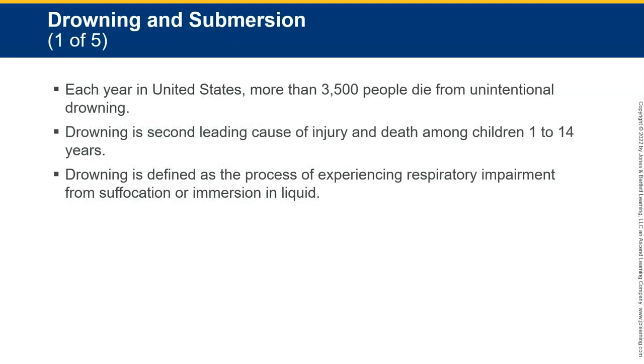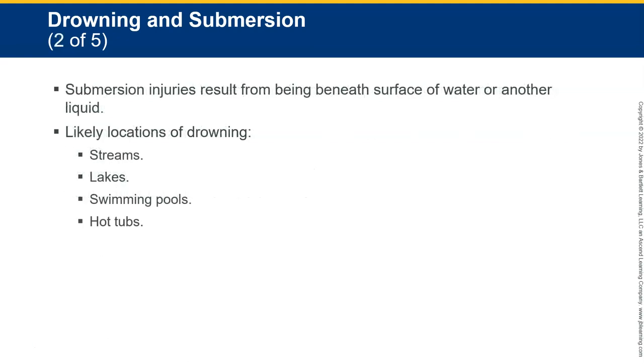Drowning. Each year, more than 3,500 people die from unintentional drowning. An additional 12,000 are hospitalized because of injuries from submersion in water. It's the second leading cause of injury and death among children 1 to 14. A lot of times, as you can imagine, alcohol and drug abuse are involved. Drowning is the process of experiencing respiratory impairment from suffocation or immersion in liquid. That's what we're talking about by definition.